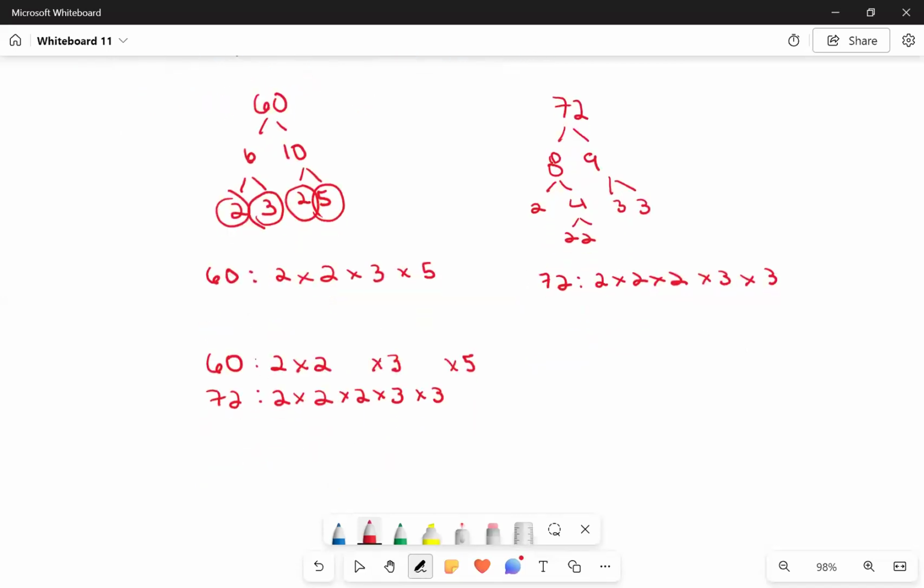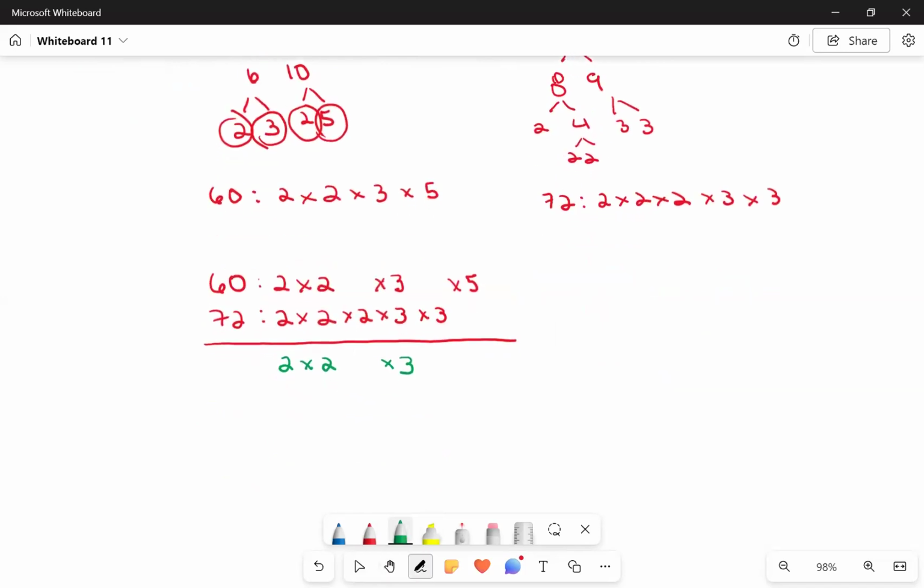Okay, so for GCF, we're lining up what they have in common. So they have 2 twos and a 3. And that is the GCF. So the GCF of 60 and 72 is 12, because 2 times 2 times 3 is 12. So 12 would be the answer.